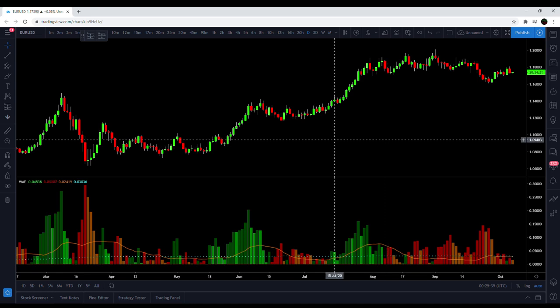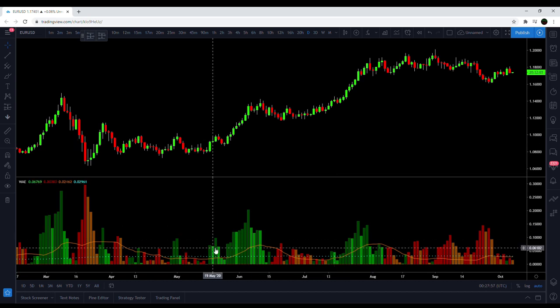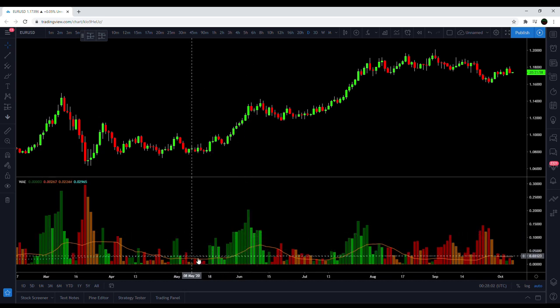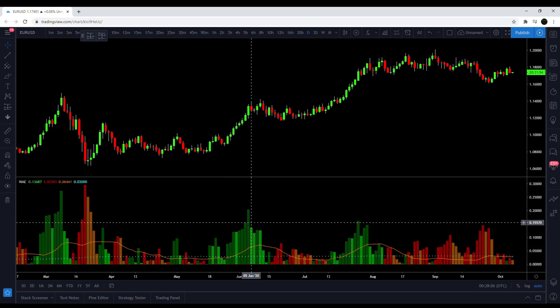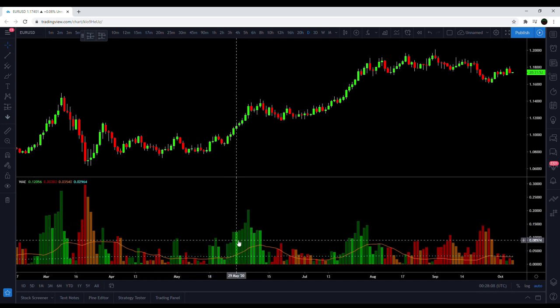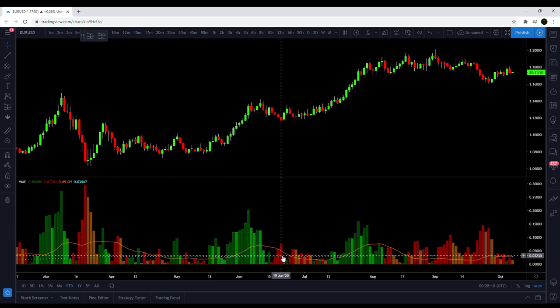So let's start with the overall use, then break down each part of the indicator in more detail. The most simple way to think of it is as a trend strength and direction indicator. So let's talk about the histogram. When the histogram flips from red to green, it attempts to signal an uptrend. When the histogram flips from green to red, it attempts to signal a downtrend.